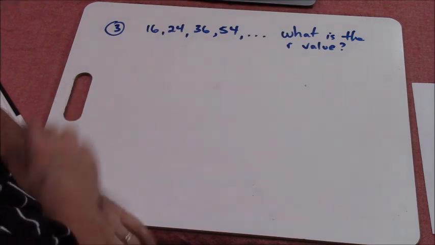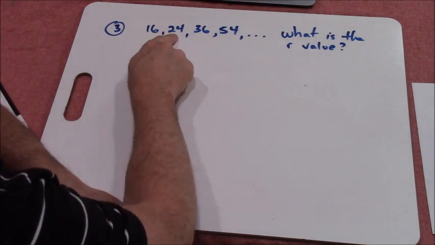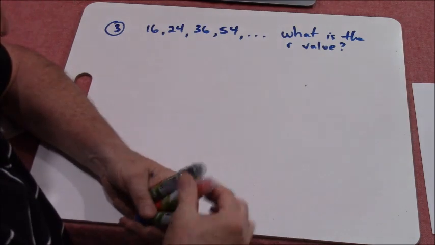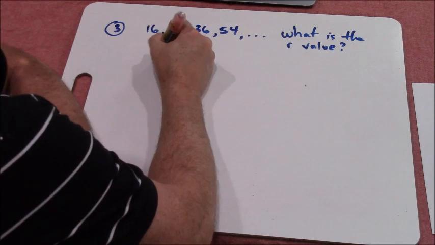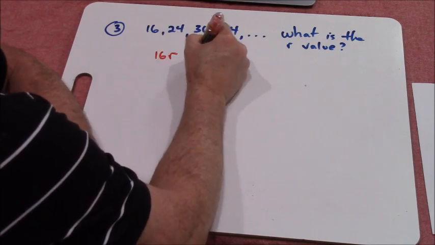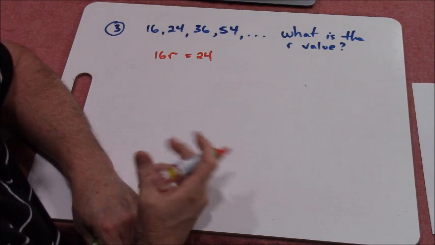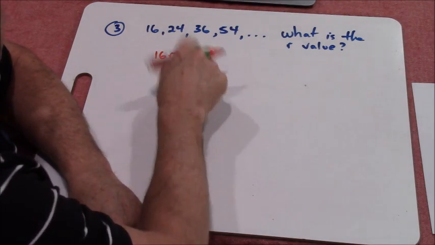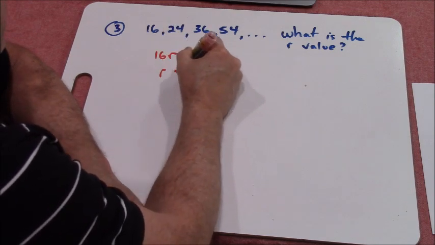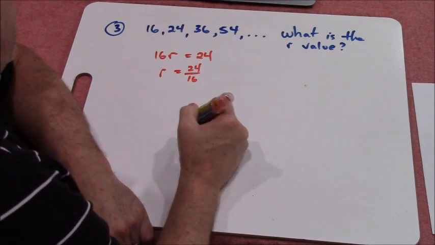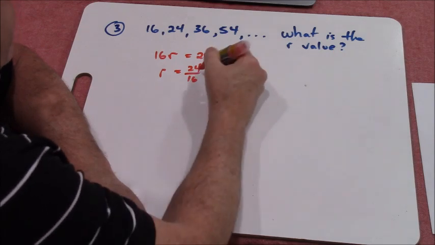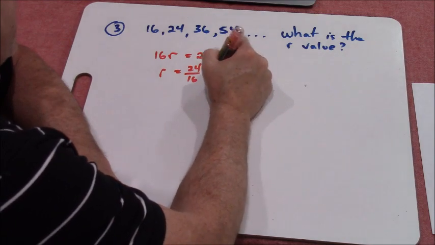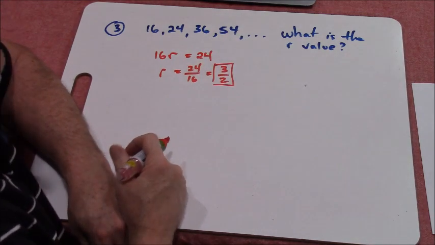All right, so some of you may look at that and go, 16 times what equals 24? I don't know. Well, let's write it out. 16 times what number equals 24? You know, once you see that, you realize, well, that's not a very hard equation to solve. I just got to move 16 over and divide. So r is going to equal 24/16. And if I reduce that fraction, I can divide top and bottom by 8. I would get 3/2. So there's my r value.